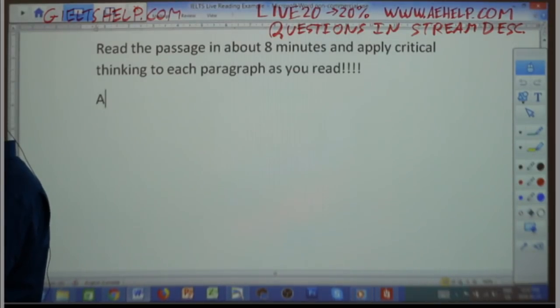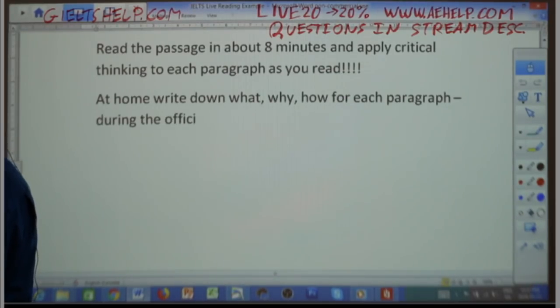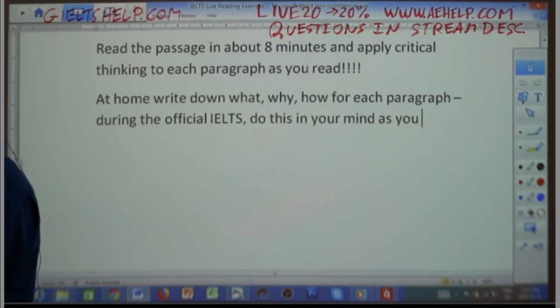Now at home, write down what, why, how for each paragraph. And of course, answer these. During the official IELTS, do this in your mind as you read. And you need to train yourself to do this. Okay, so training yourself to do this is very important. Don't just assume that you can naturally do this well.